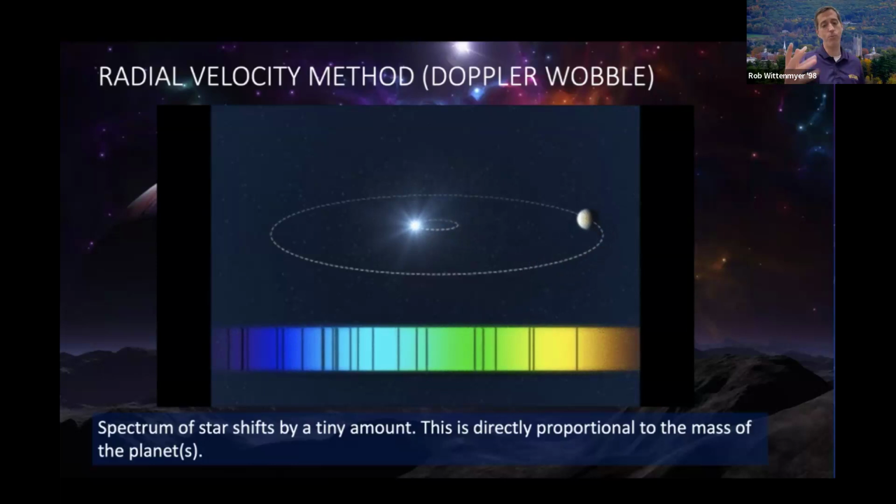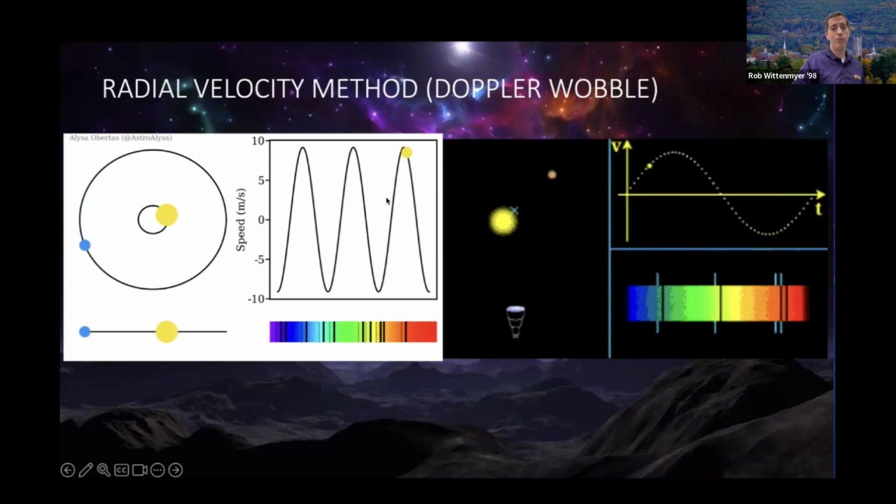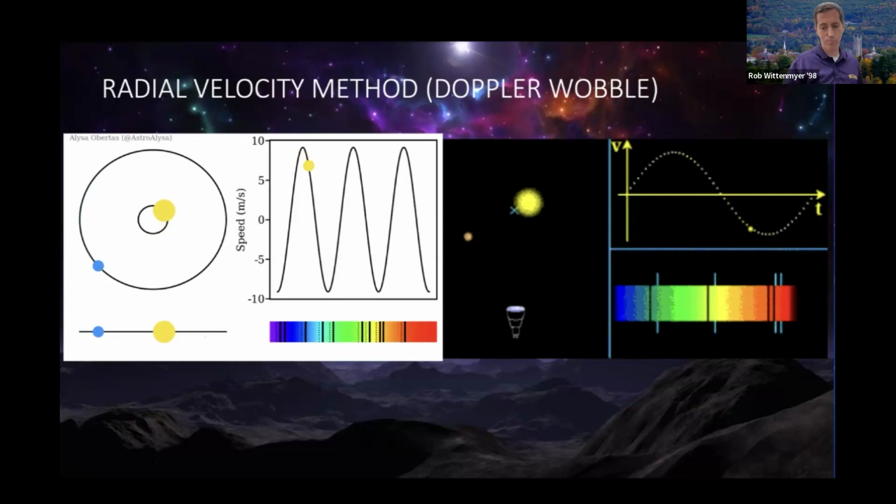How do you do it? Well, this is another sort of wibbly-wobbly cartoon that explains what you measure. And what we end up with is a plot like this. You measure the velocity of the star over time. It goes up and down with some regular motion. And if it repeats itself like that, that lets you know that's a planet. You think it's a planet.